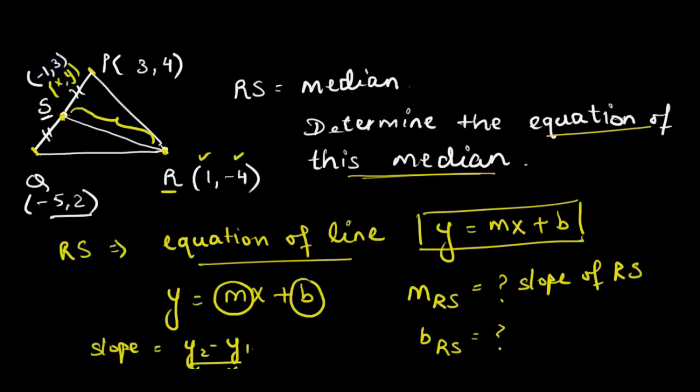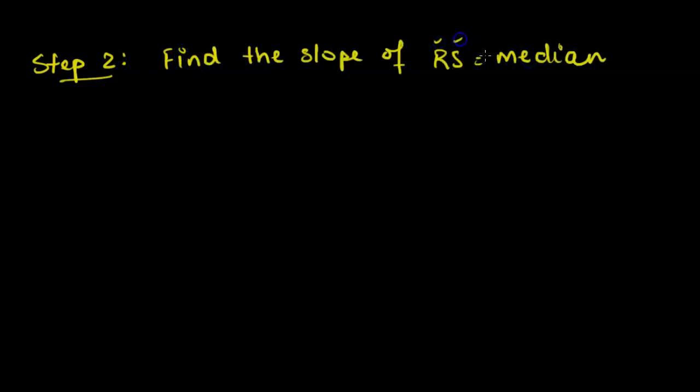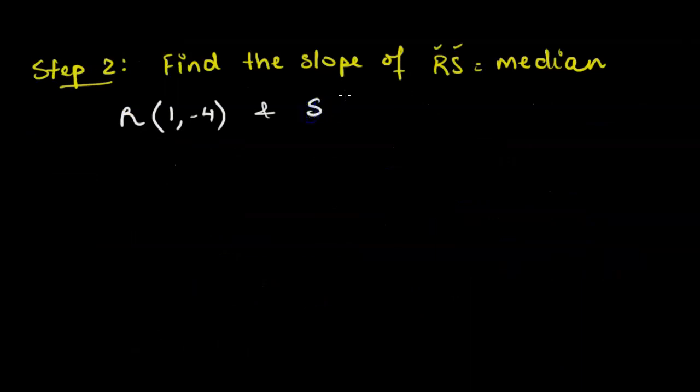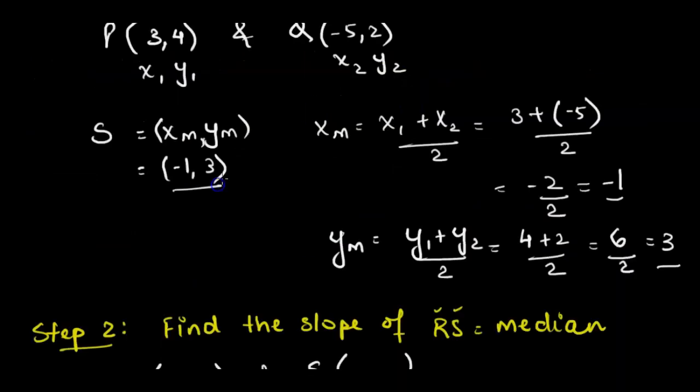Once we know the point S, we already know the point R. So we know the 2 points on this line now. We can use these 2 points to get the slope of this line RS. Therefore, step number 2 is to find the slope of RS, that is the median, because now we have point R and point S on this median. We're given R point as 1, -4, and we're given point S that we just found out, -1, 3.